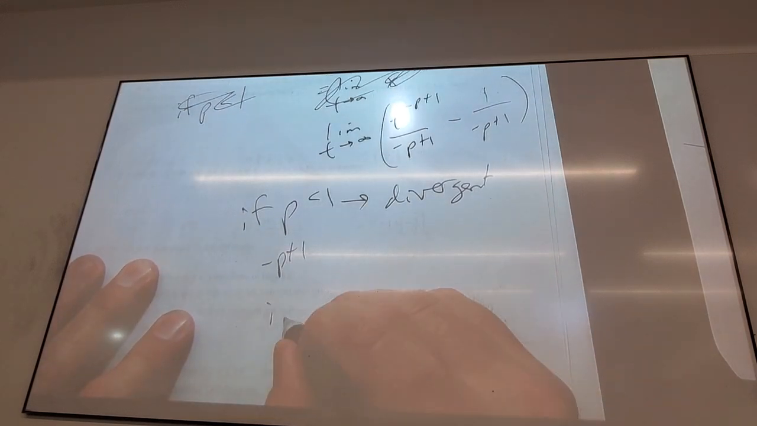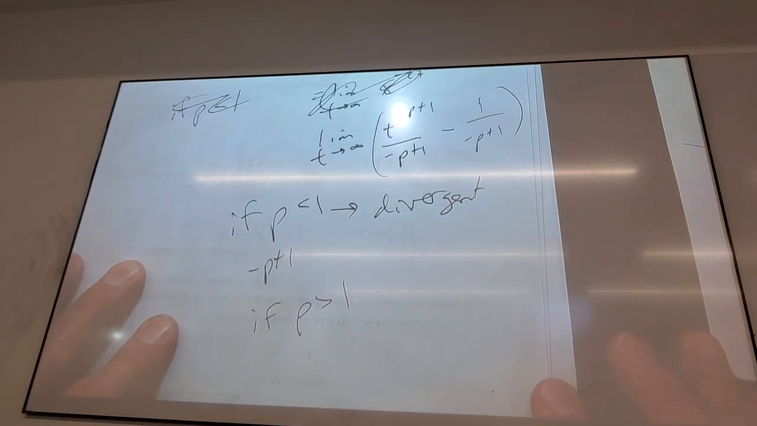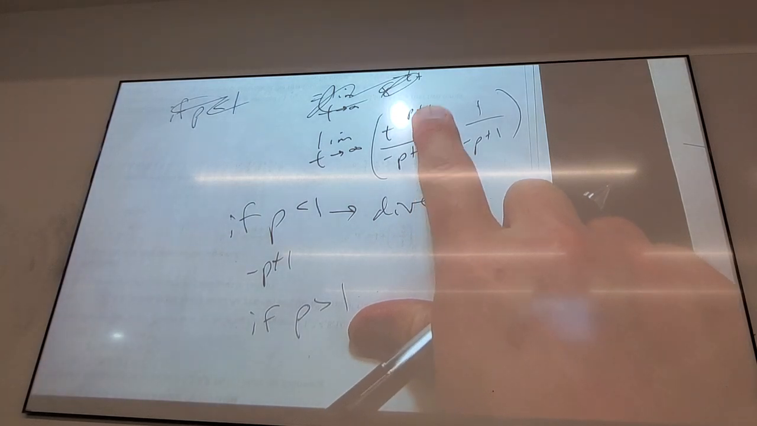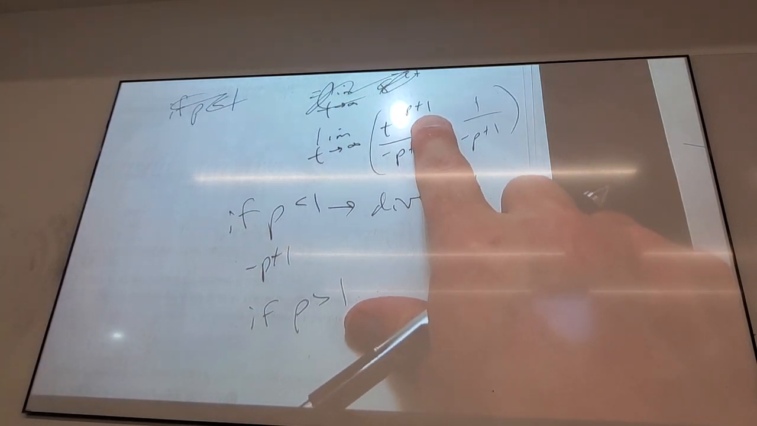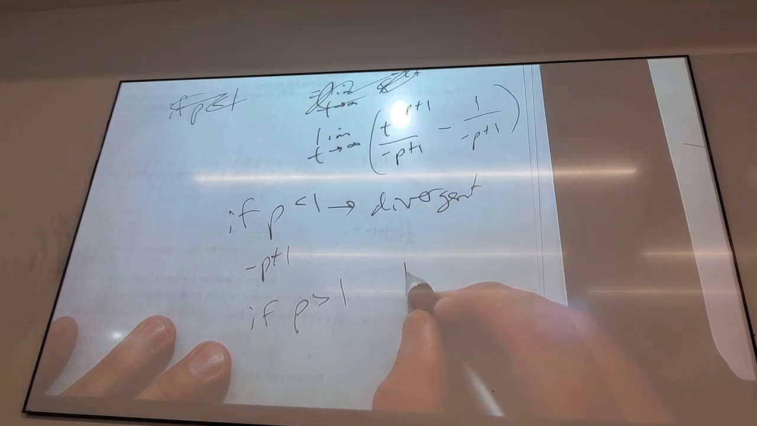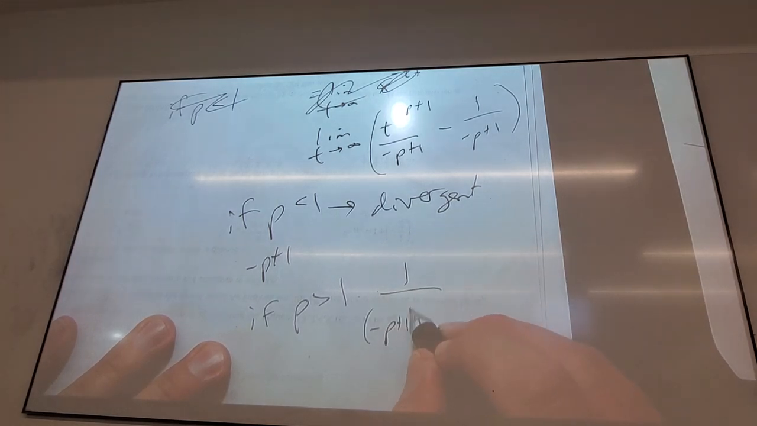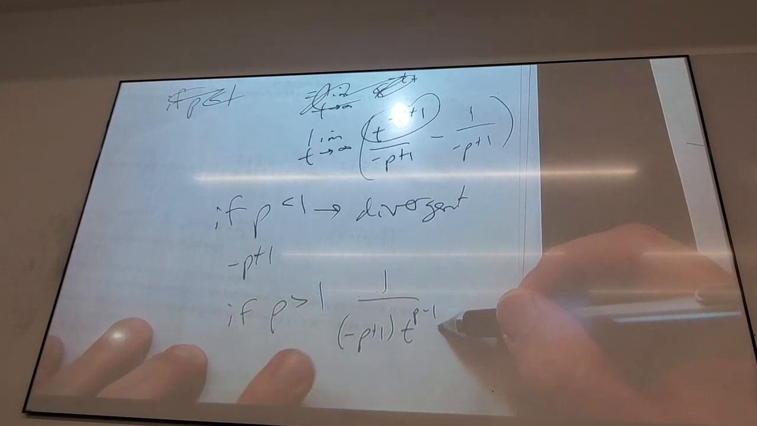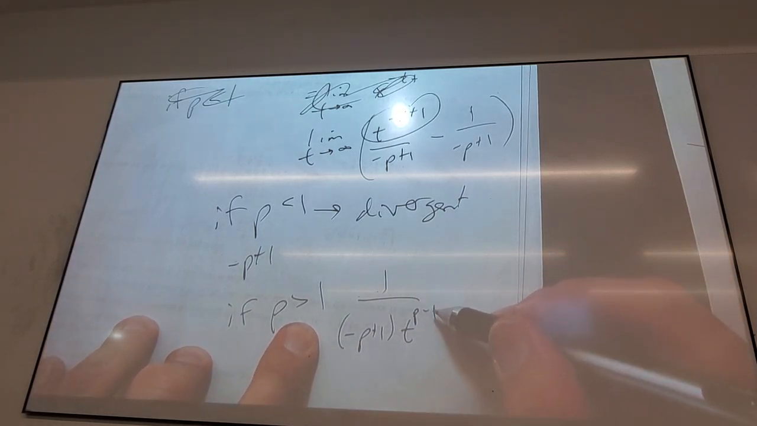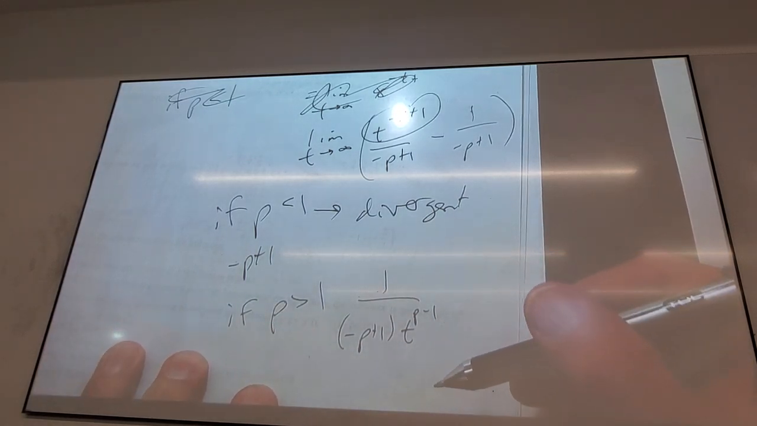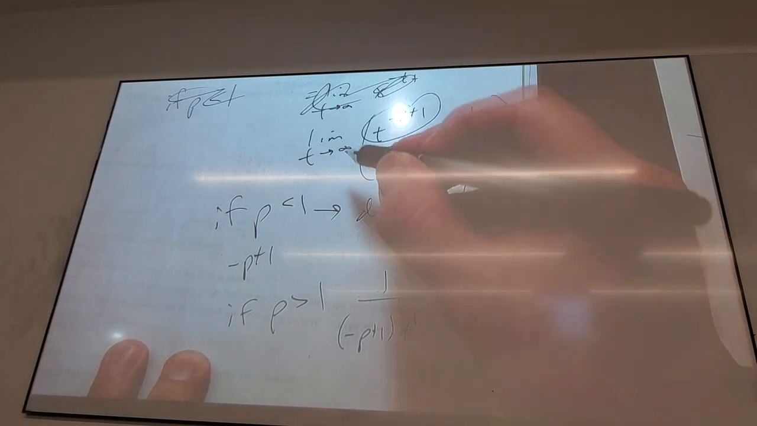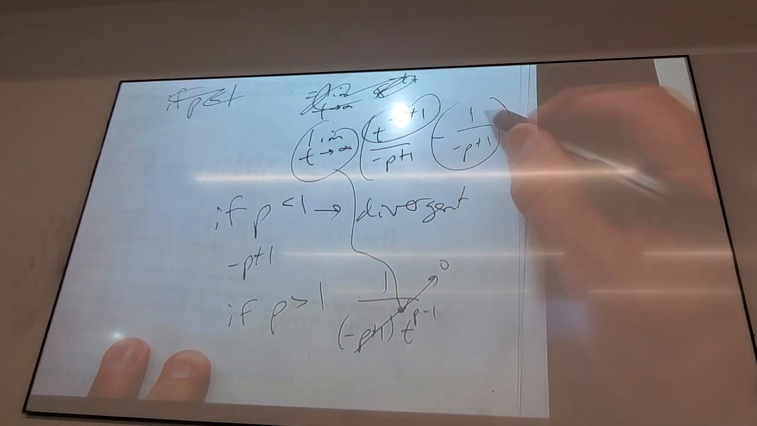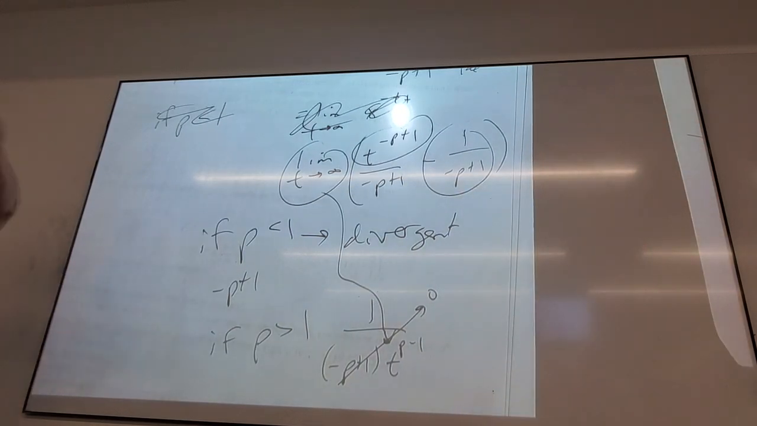What if p is greater than 1? Then what kind of power is this? Negative. So then wouldn't it really look like this? I can flip this down. If p is greater than 1, this is like t squared, t cubed, whatever. What happens here when I let t go to infinity? Goes to 0. So then the answer would be this thing, that would be convergent.